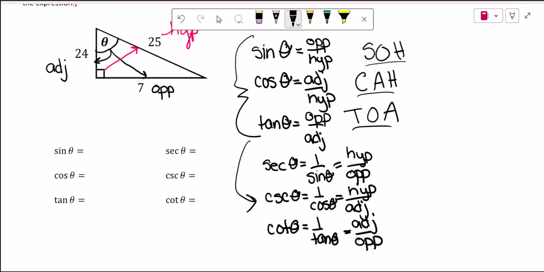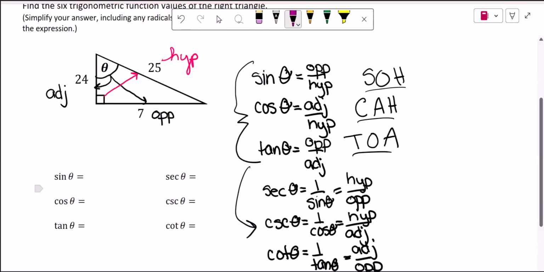Now that we have that under control, let's start answering our questions. Sine. Well, sine is the opposite over the hypotenuse. Now we're looking at our theta, this angle. What is the opposite? Well, the opposite is 7. And what's our hypotenuse? 25. And that's it. Since we did the sine, we might as well do the secant at the same time. It's just the reciprocal, the flip, 25 over 7.